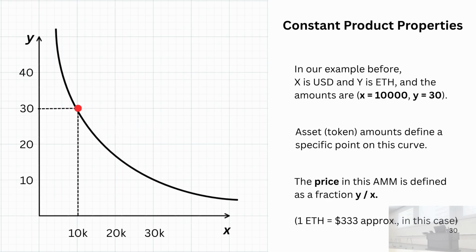Yeah. 1 ETH would be equal to roughly, wait, I think it's a bit wrong. I think it should be X divided by Y. Yeah. I mean, it depends, like, if you do Y divided by X, you're gonna get the price of USDC in ETH. But if you divide X by Y, you're gonna get the price of ETH in USDC. So it depends on which price you want. But in this case, 1 ETH is gonna be worth approximately $333, given the current state of the AMM.